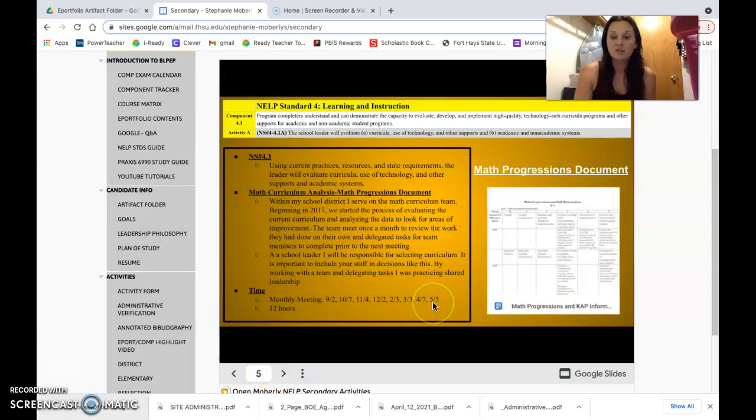Math progressions document I included here. I'm on the math curriculum team, and we just adopted a math curriculum a couple years ago, so this is a document that we had worked on grades K through 12, working on the math progressions so that we could really go through and find a math curriculum that met the needs for our students and what our teachers needed.